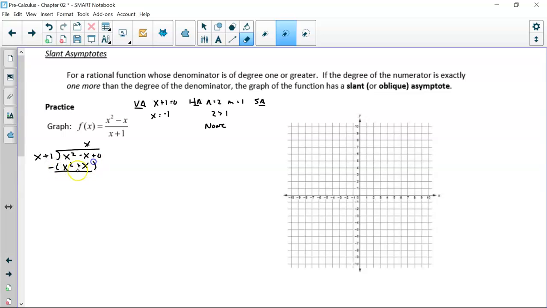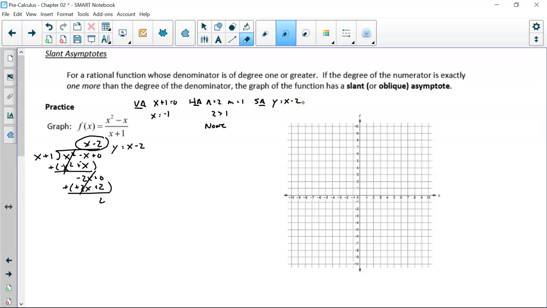Remember, we're subtracting, so you distribute the negative and change every single sign. They cancel. You get negative 2x plus 0. Now to get an x to become a negative 2x, you multiply by negative 2. So you get negative 2x minus 2, and you subtract. You change all the signs, so you get 2. We get a remainder. Normally, we don't want a remainder, but for this, it doesn't matter. I don't care what the remainder is. This is all I care about, the x minus 2. So my slant asymptote is at y equals whatever that quotient is, x minus 2.